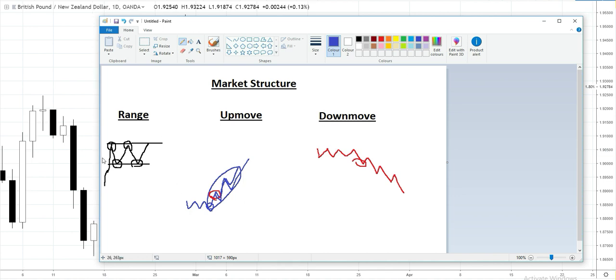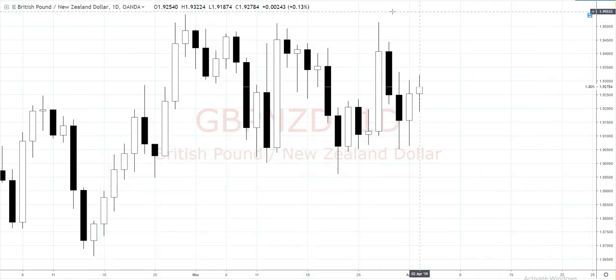Range is pretty straightforward. It just means that price is going sideways, with the resistance level and the support holding the price. Now let's look at some examples in the chart. The first one would be the ranging movement. This is what we call the range.